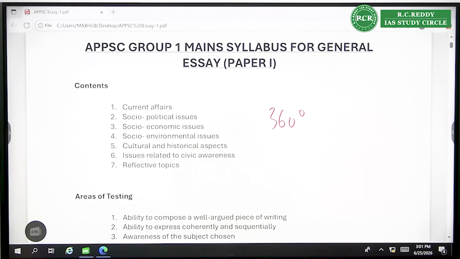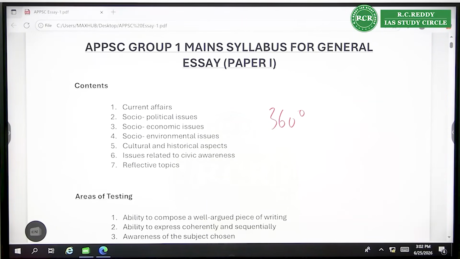Next question. Have I organized it well? Here you will ensure a logical structure with smooth transitions between paragraphs.